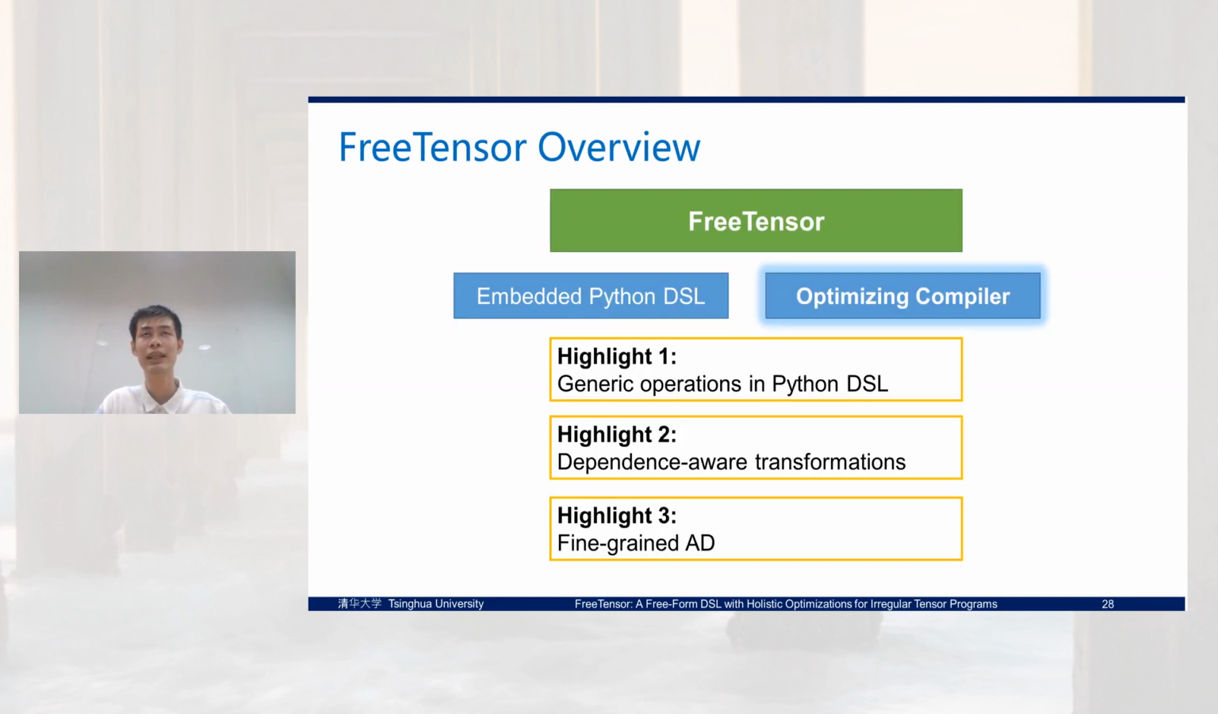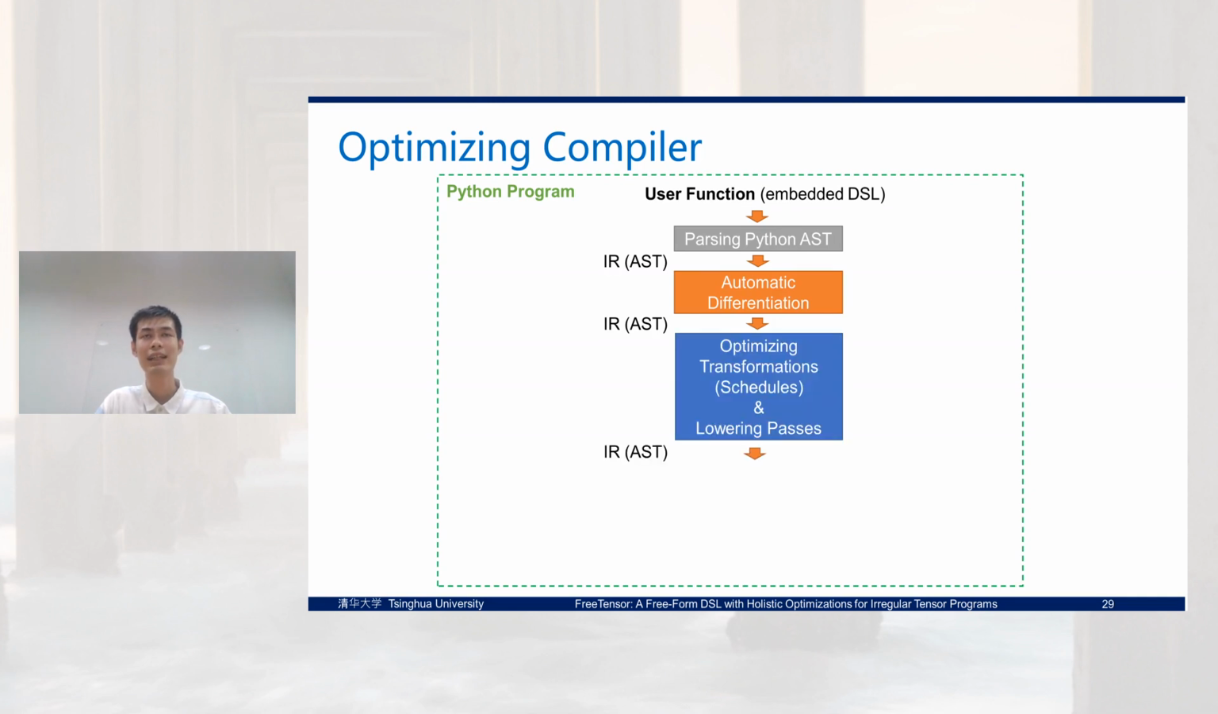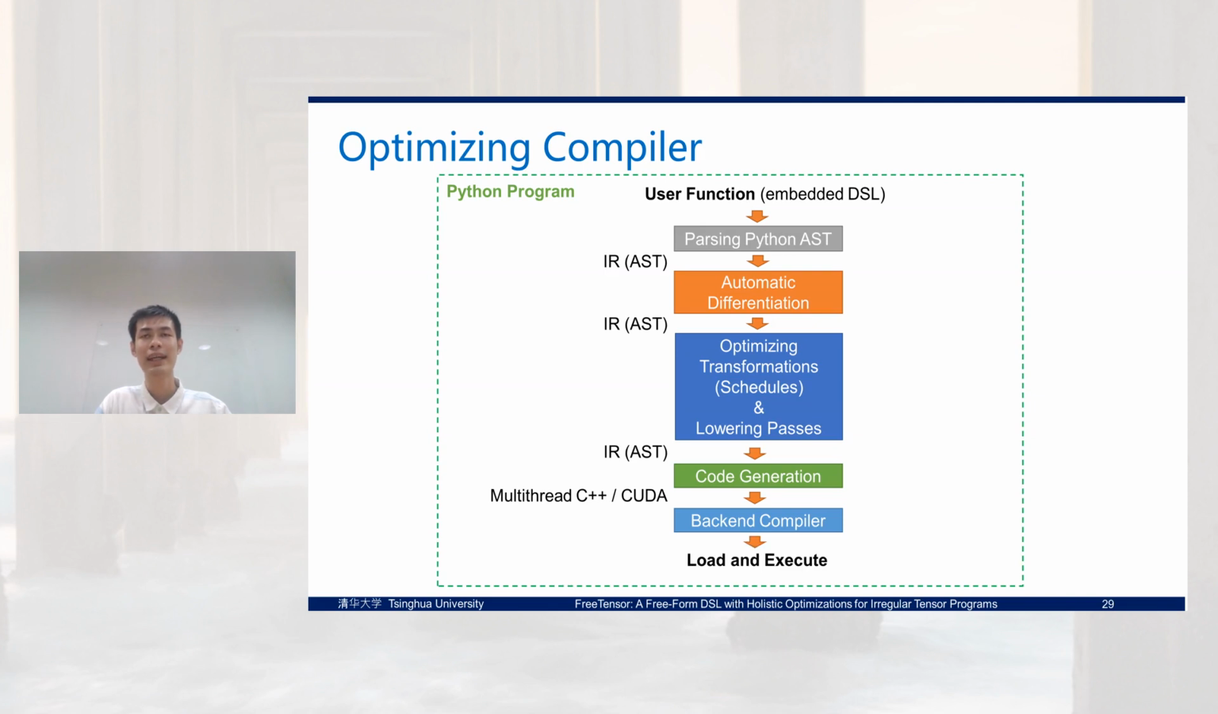Next, I will briefly introduce our compiling workflow. Our compiler runs as a Python library. We pass the AST of the user function in our DSL to build our own intermediate representation, or IR. Our IR is also in an AST form. If needed, we apply automatic differentiation on our IR. After that, we apply a series of optimizing transformations and lowering passes on the IR. Then we generate native code and compile it. Finally, we load it back to Python and execute it. From the user's perspective, all of this happens as a Python library.